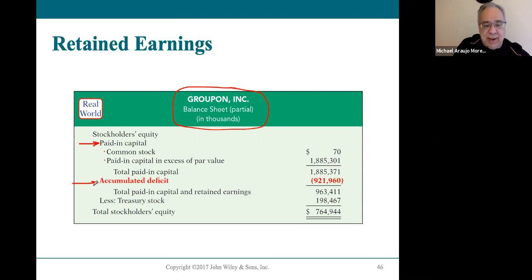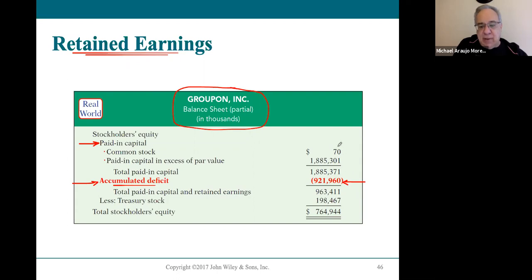They're super profitable now. So when a company does not have any profits, they don't have any retained earnings. They have losses to report. So that accumulated loss is what we call an accumulated deficit. So this accumulated deficit is basically the sum of all the losses that the company had over time.